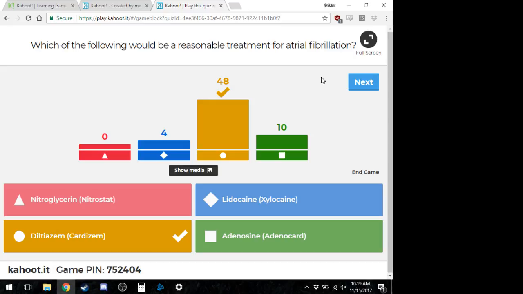And how does lidocaine work, being a 1B antiarrhythmic? Yep, sodium channel blocker, right? So just like it works as a local anesthetic, it can do that on the nerves to deaden those action potentials. It can do the same thing in the heart.